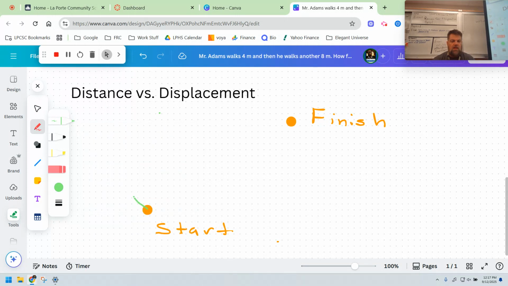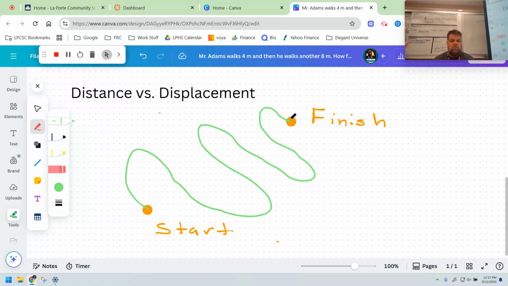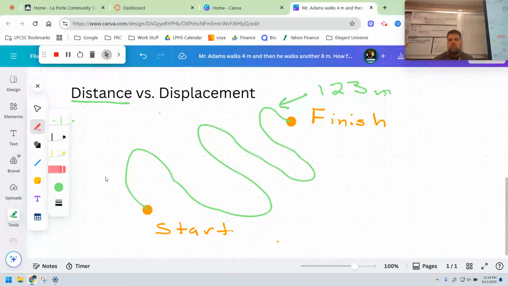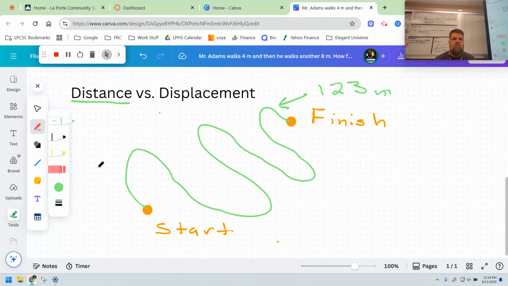So if I start here and I go way over here, and then I come around here, and around here, and around here. Let's say we measure that. And let's say that Mr. Adams walked 123 meters. Okay? That would be my distance. That's how many steps, if you were to measure, and distance means that we follow the path.